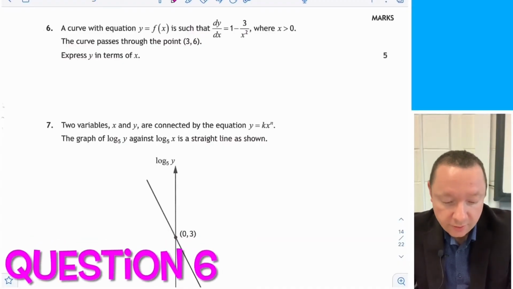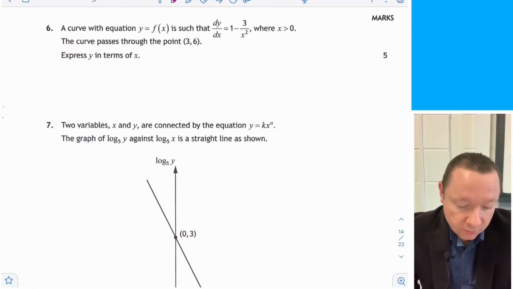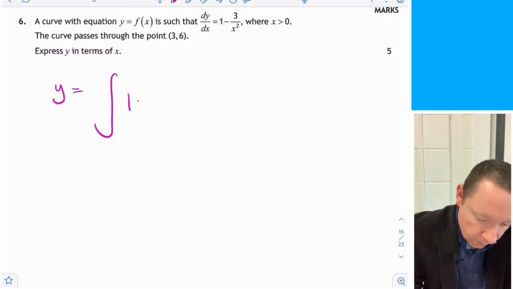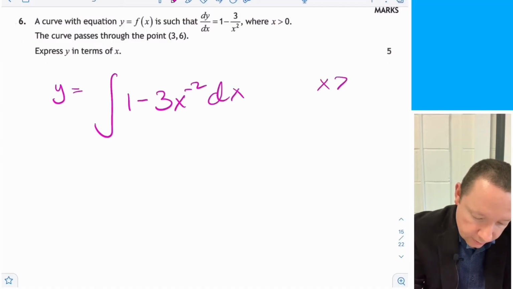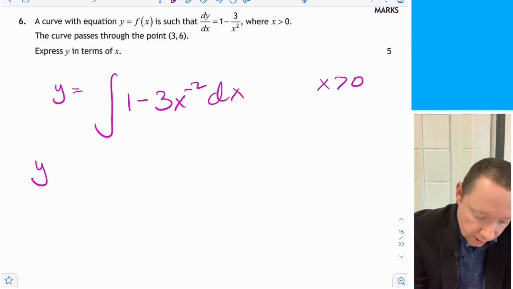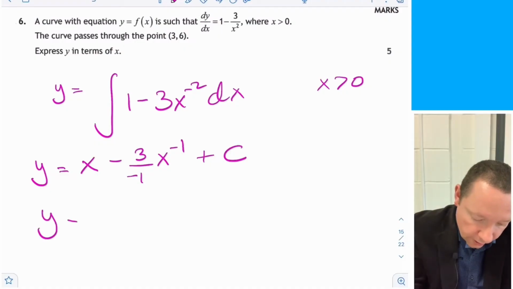Question 6. A curve of equation y equals f of x is such that dy by dx is 1 minus 3 over x squared, where x is greater than 0, of course. The curve passes through the point 3, 6. Express y in terms of x. So if we just integrate, then we'll get y equals the integral of 1 minus 3 x squared on the bottom, so x to the minus 2 dx. So we add 1 to the power and divide by the new power, so that means that y equals x minus 3 over minus 1, x to the minus 1, but then we've got plus c. So tidy that up, y equals x plus 3 over x plus c.